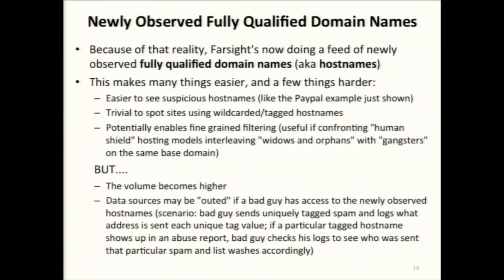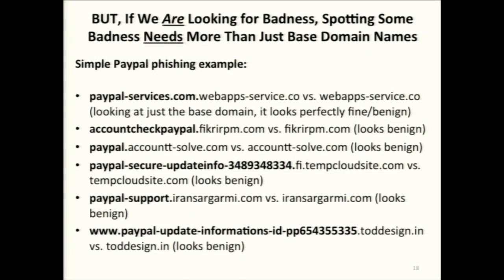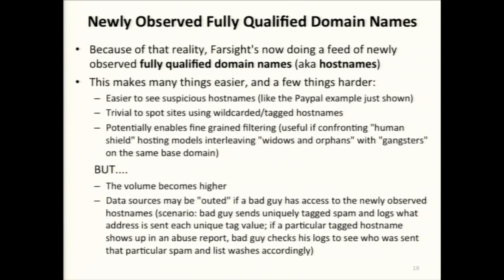But in those examples, you see that a lot of the branding violations were not at the top level, right? The second one, for example, accountcheckpaypal.fic-whatever.com: fic-rpm.com is what shows up as a newly observed delegation point, but the longer name is what actually is used to carry the malicious information, which is the branding violation. And that's why we have a second channel. But that second channel has a lot higher volume. It's hundreds per second as opposed to 1 or 2 per second.